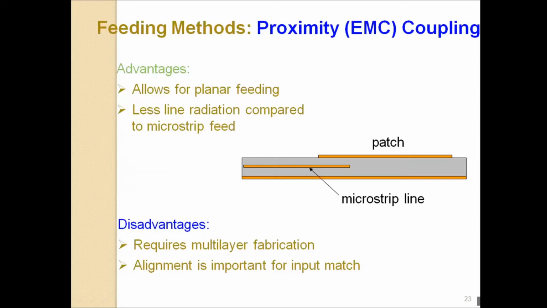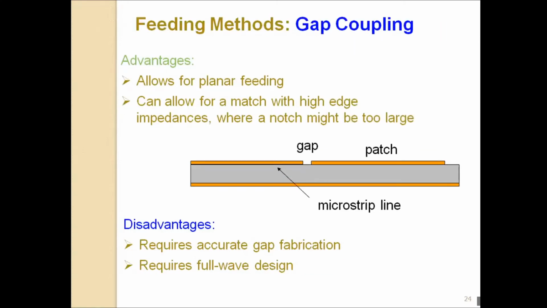Then there is proximity coupling, by giving a microstrip line in the middle, right? It's suitable for planar feeding, but has less line radiation compared to the microstrip feed. This is good proximity, that is EM coupling. So you can go for multi-layer fabrication. This would be suitable. Again, the matching is a very important problem.